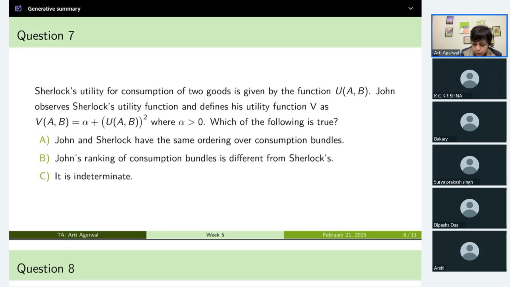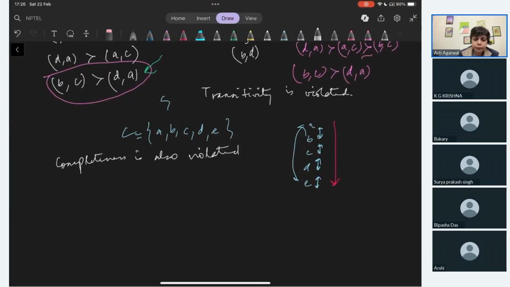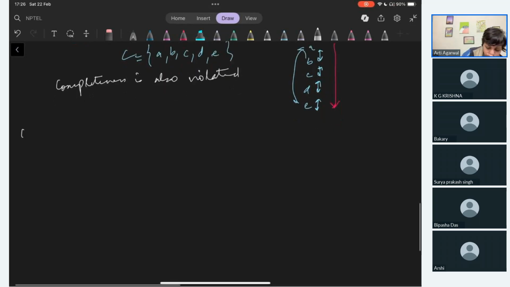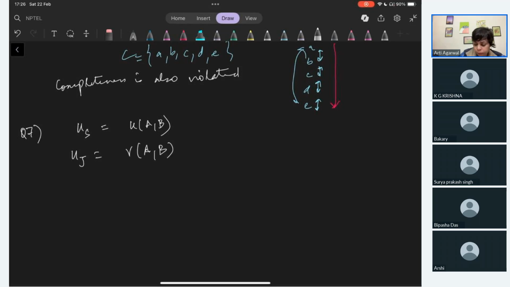Okay, so let's see what happens in this particular example. Question 7. So we have, let's say, US is equal to u(a, b). This is Sherlock's utility. And let's say UJ is equal to V(a, b). This is John's utility, which is alpha plus u(a, b) whole square, where alpha is greater than 0.